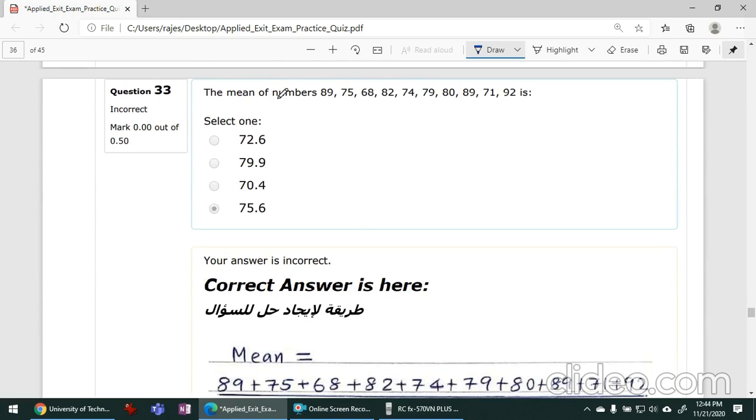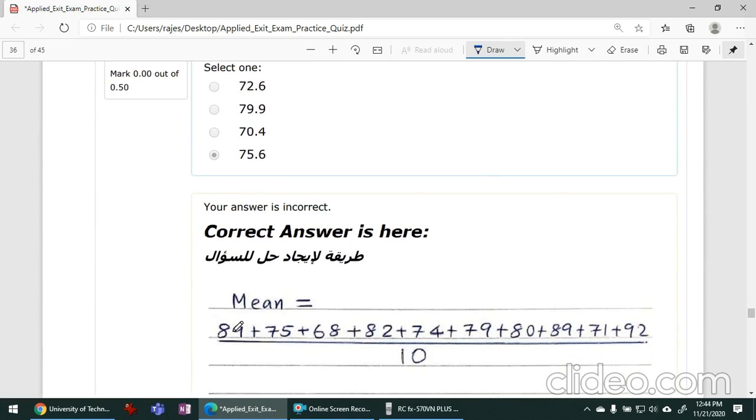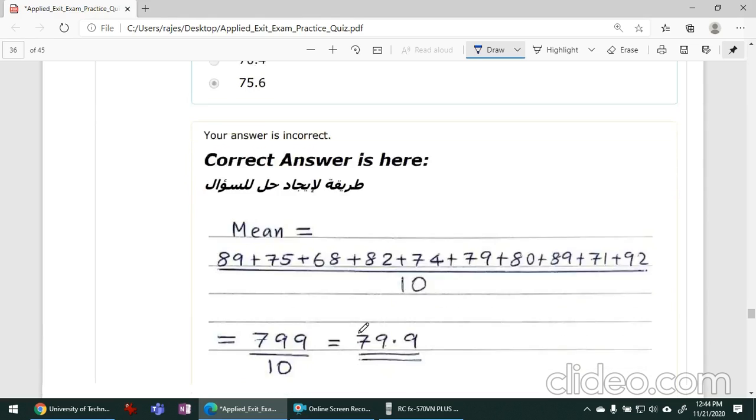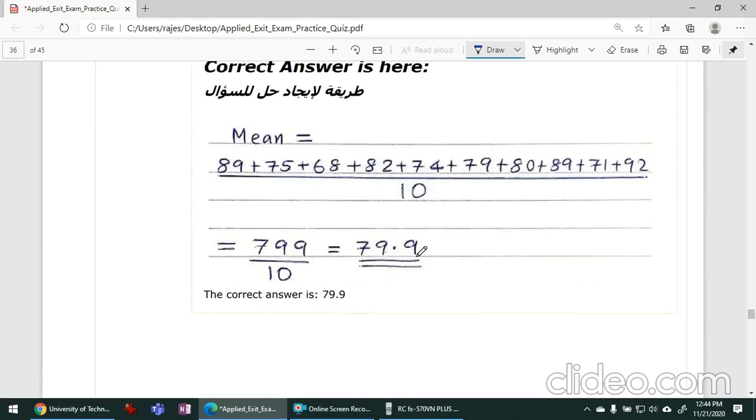What is the mean of the numbers? You should find the arithmetic mean. You have this many numbers given here. What is the mean? Just total all the numbers: 89 plus 75 plus 68 plus 82 plus 74 plus 79 plus 80 plus 89 plus 71 plus 92. How many numbers do you have? 10 numbers. So total all the numbers divided by 10. That is the mean. So 79.9.